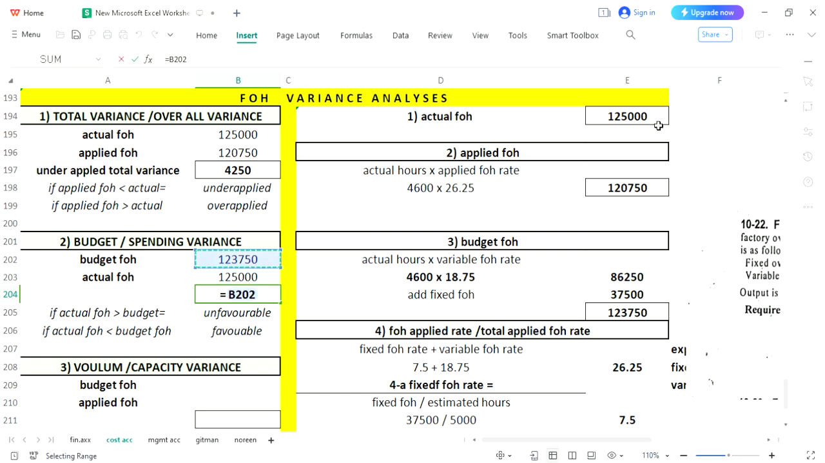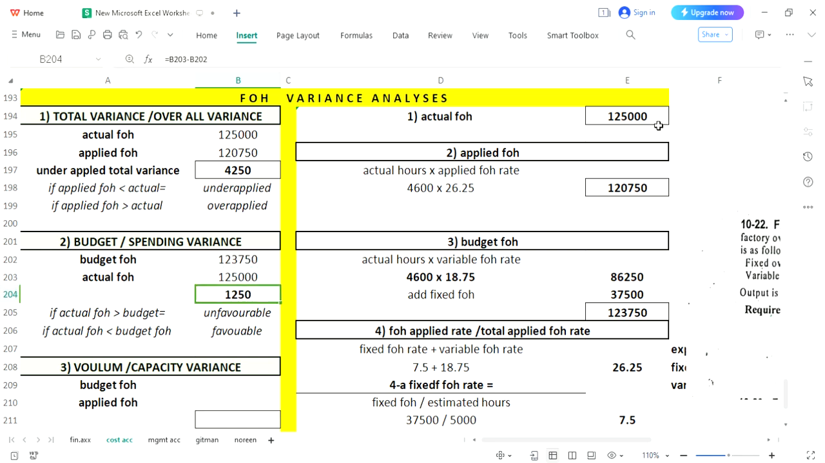Your budget FH was 123750. You need to subtract actual FH, which was 1,25,000. Instead of that, we can put actual FH first, because we do need to avoid minus sign. Then you will subtract 1,23,750, which is your budget FH. So 1250 is your variance.